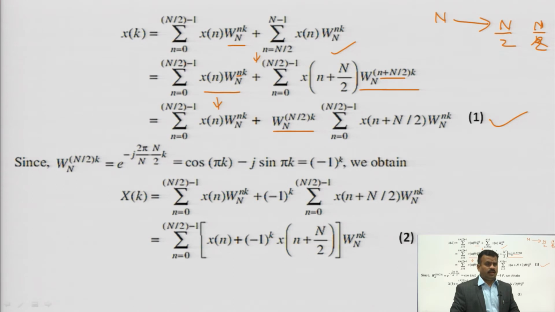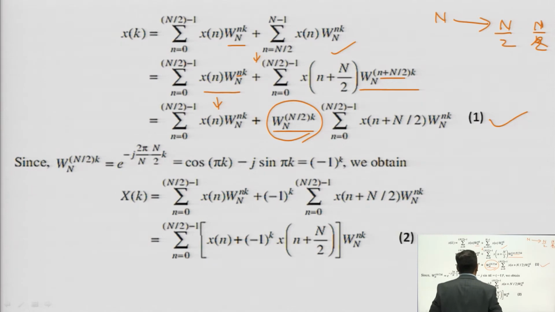Now, you have to calculate this value here, W_N^(N/2 k). So, you know W_N is equal to e to the power minus j 2 pi by N. So, e to the power minus j 2 pi by N into N/2 k. Now, N cancels out, 2 cancels out. So, it will be e to the power minus j pi k. So, it will be cos pi k minus j sin pi k. You know cos pi is equal to minus 1 and sin pi is equal to 0. So, it will be minus 1 to the power k.